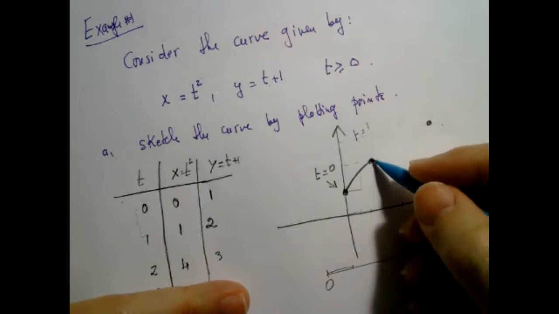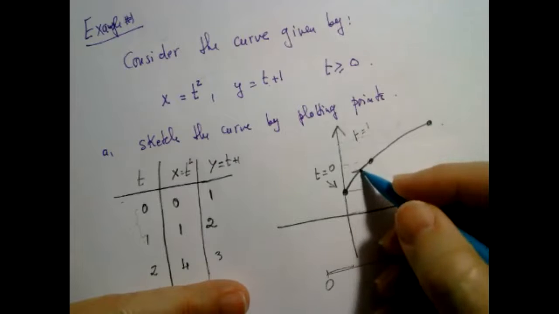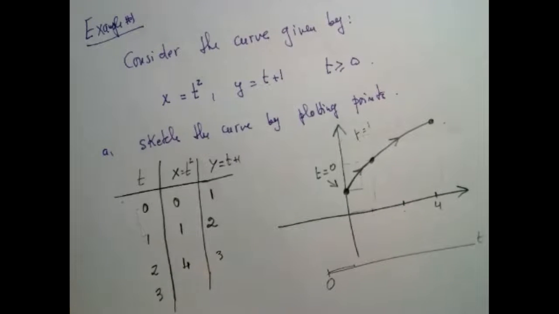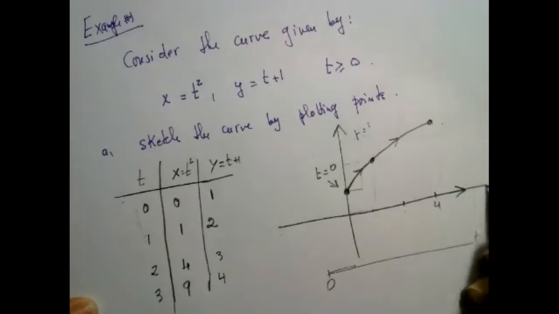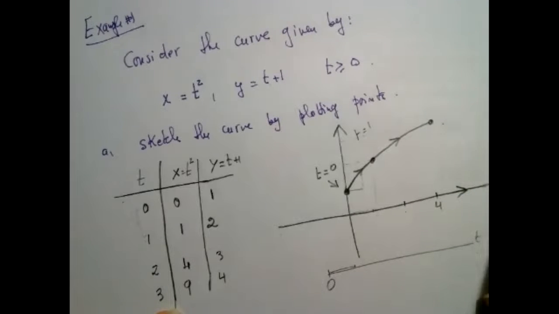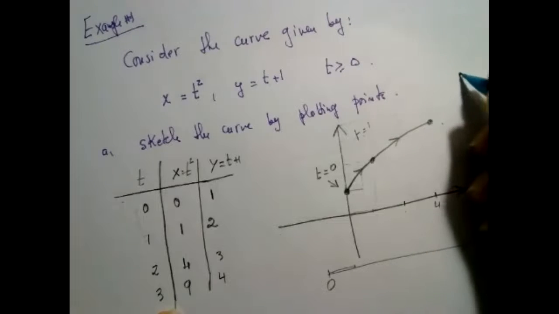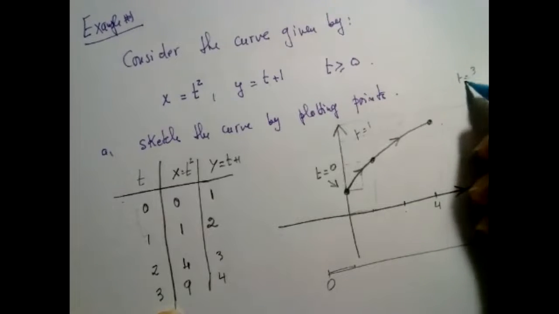Between 1 and 2, again, the object is doing this. So that's the path that the object is doing. For t equal to 3, I am at 9 here, and 3 plus 1 is going to give me a 4. So at t equal to 3, this is a 9 here, and this is a 4 right there. It means this is where we are at t equal to 3.